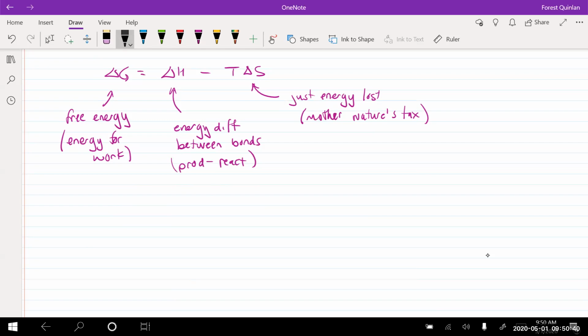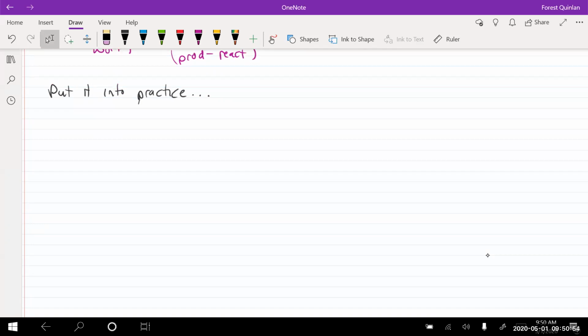So, put it into practice. See, I have 1 molar HAc plus 0.02 molar HCl plus 0.5 molar NaAc. Dump them in a pot.